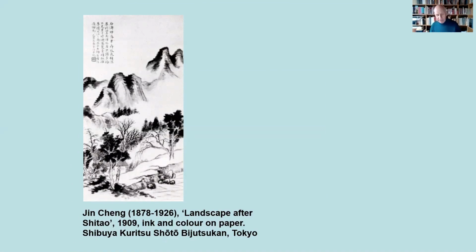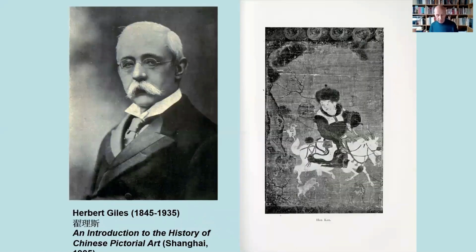Now, Jin's point that modern European art is getting more like Chinese is strikingly close to the kind of views being expressed at this point by certain Western writers, like Herbert Giles, author in 1905 of An Introduction to the History of Chinese Pictorial Art, and even more by the poet and British Museum curator Lawrence Binyon.